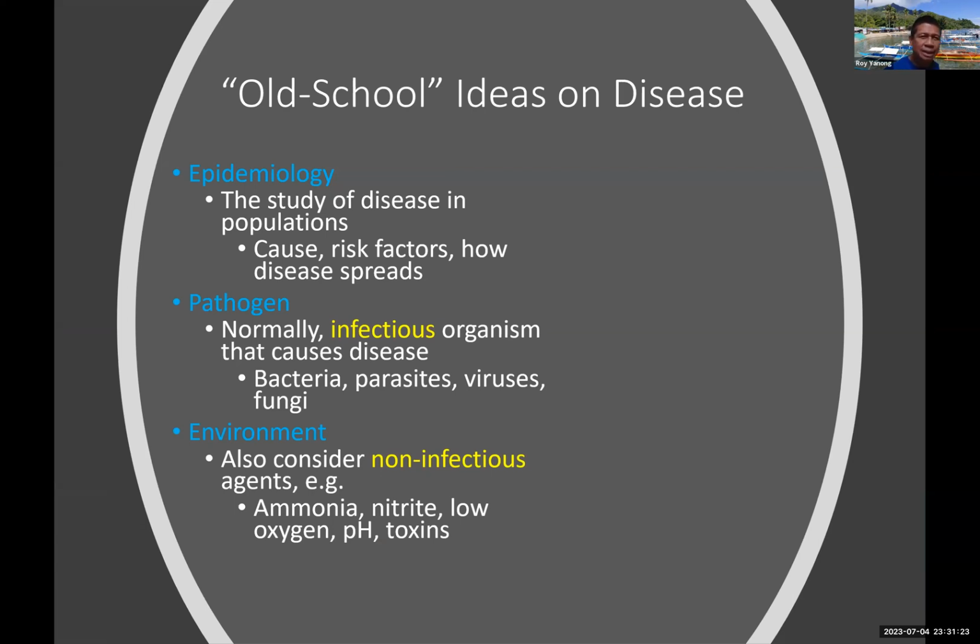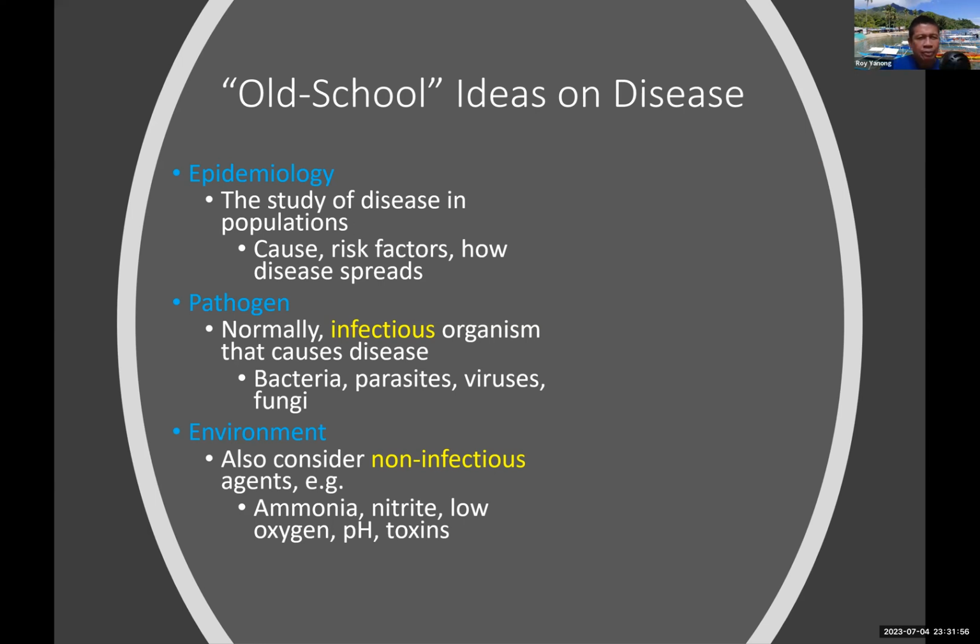So this slide goes over some old school ideas on disease. The first term, epidemiology, some of you may be familiar with. That's the study of diseases in populations. So things that cause disease, what some of the risks are, how disease spreads. A pathogen, normally we consider to be an infectious organism that causes disease. Usually we're talking about bacteria, parasites, viruses, or fungi or water molds, at least with fish.